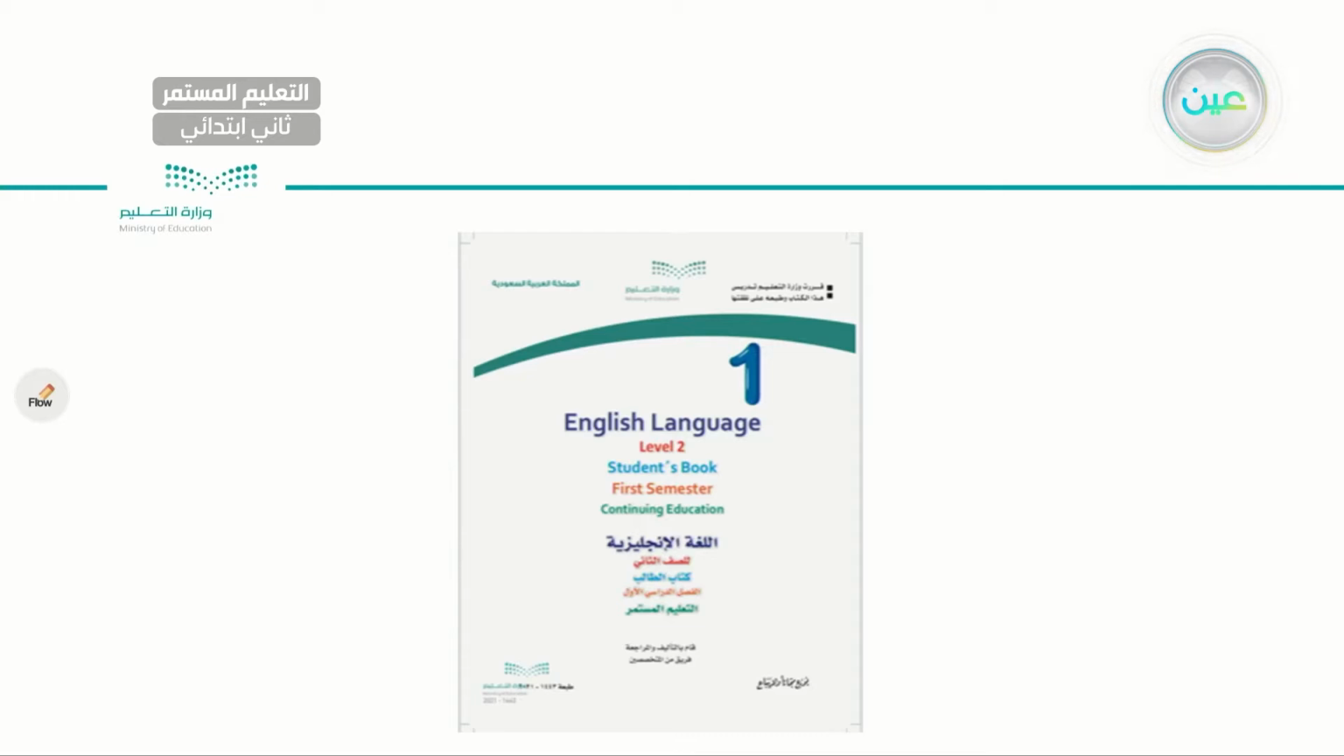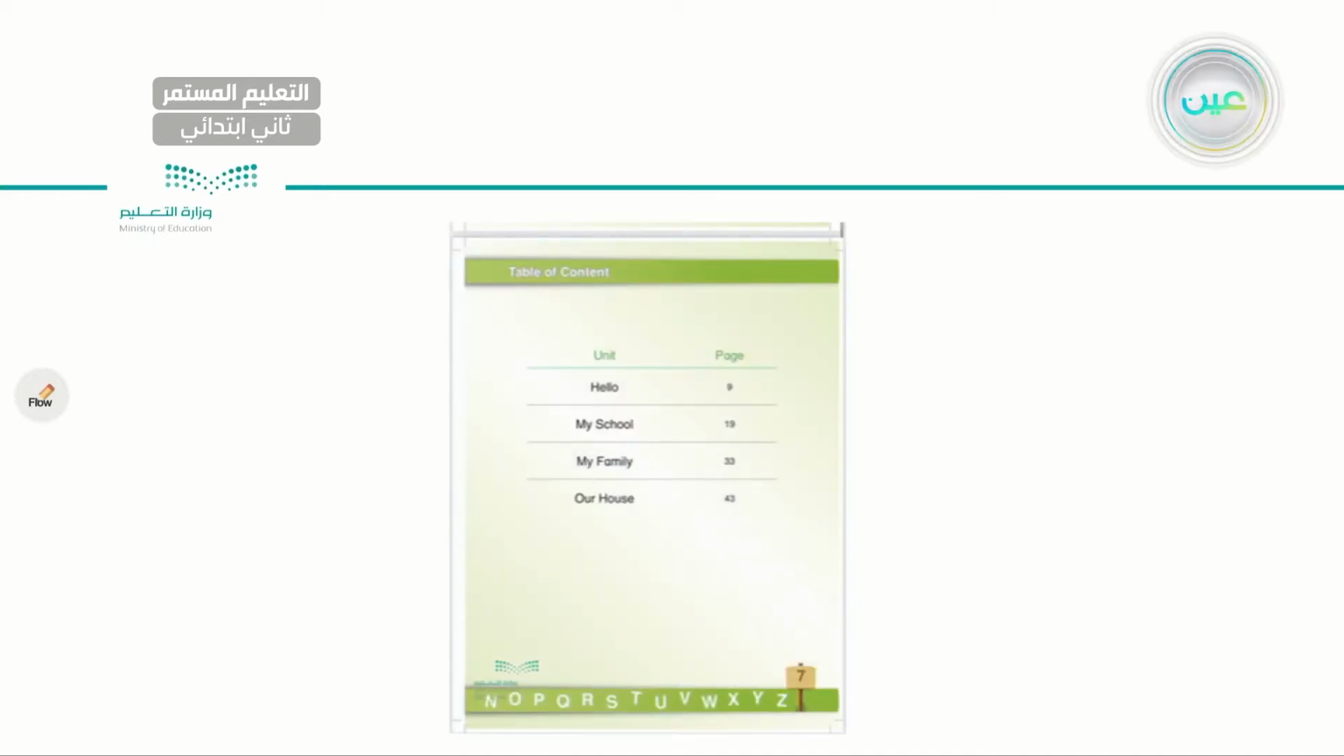So this is your book, my dear student. The number of the book is number 1. So make sure you have your book by now, because in the next week we will start revision for the second book. This is book number 1, and these are all the units that we discussed in this semester, and some were in the previous semester. As you can see, we have hello, my school, my family, and our house.